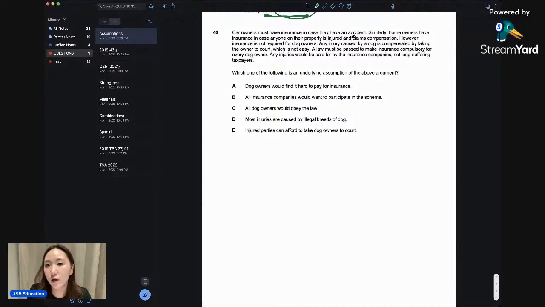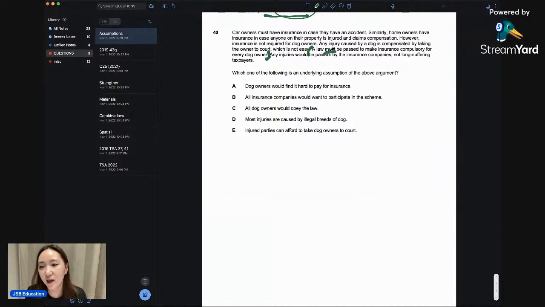So car owners must have insurance in case of accident. Home owners need insurance in case of injury. Insurance is not necessary for dog owners. Any injury by a dog is compensated by the court if they're taken to court. Therefore, we need to pass a law to make insurance compulsory for every dog owner. This is obviously the conclusion for a number of reasons.